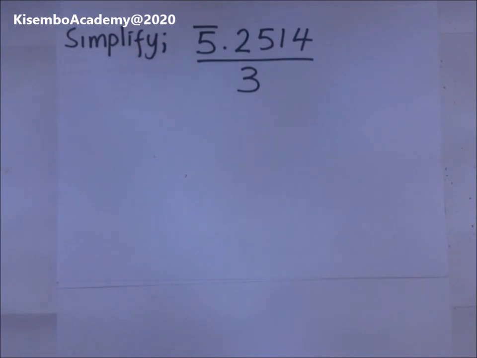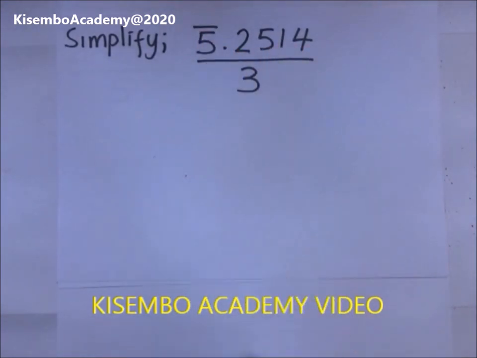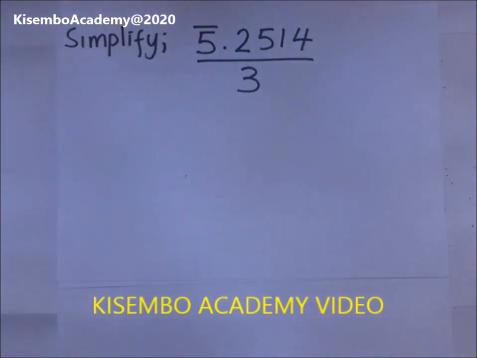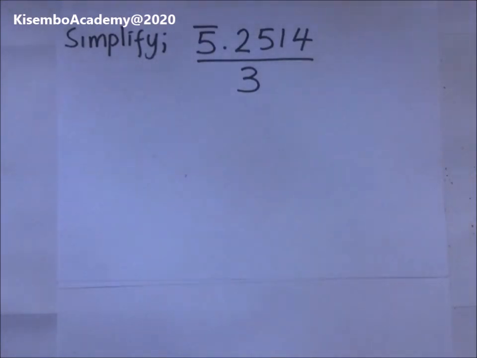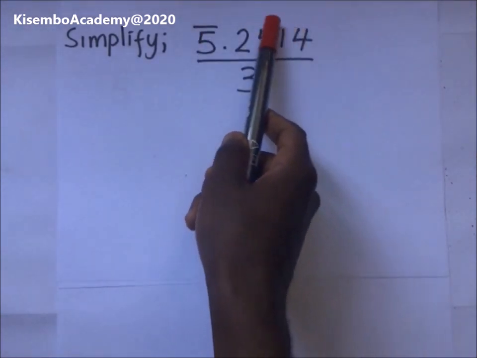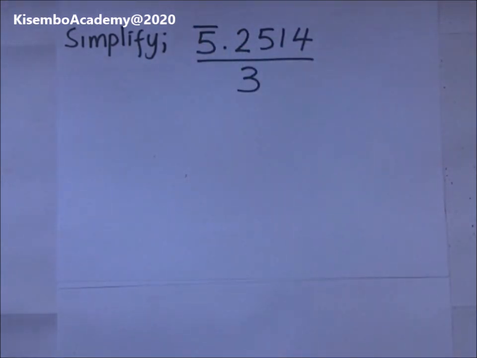We shall do it with an example. We are supposed to divide 5 bar 0.2514 by 3. Now, this is a logarithm that has a negative characteristic. When the characteristic is positive, division will always be carried out in the usual way. This is the characteristic we are talking about, and this is the mantissa. So when the characteristic is positive, division is in the usual way.